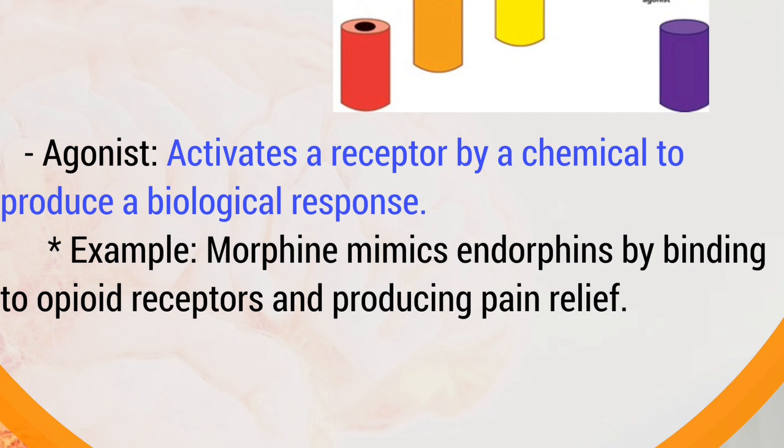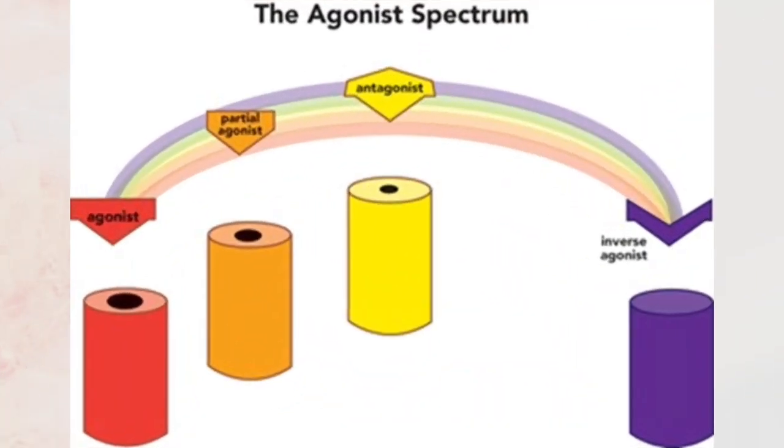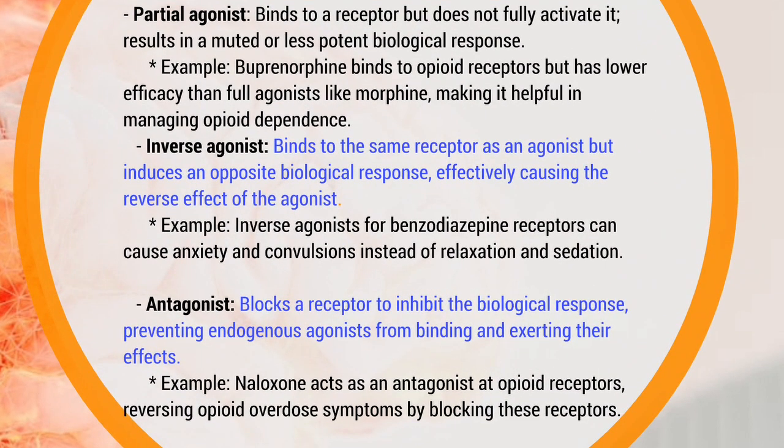All right, this is a very important concept. Please make sure that you know that agonism produces a biological response. Here again, the spectrum. Now think about partial agonism. If agonism makes a biological response, partial agonism binds to the receptor but does not fully activate it. It activates just some, resulting in a muted or less potent biological response. So it does affect the receptor, but not as much as a full agonist.